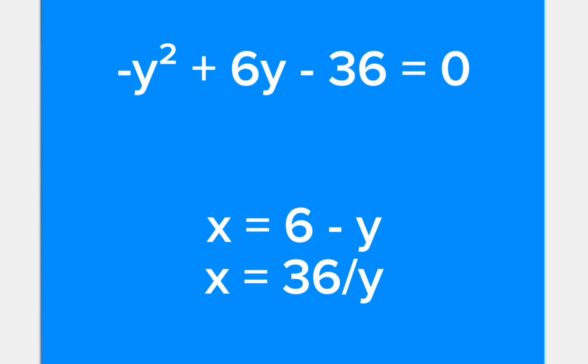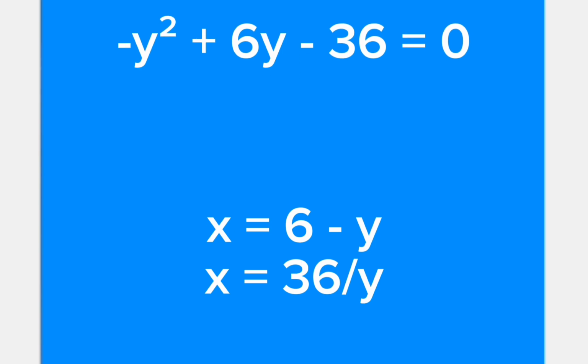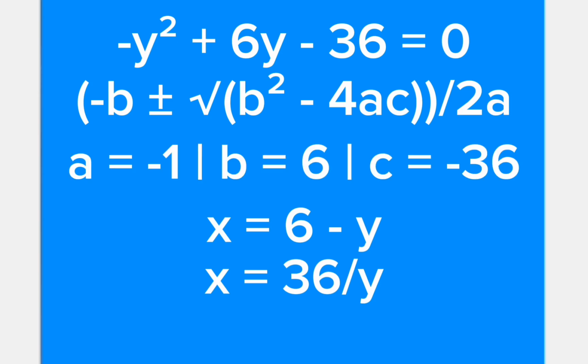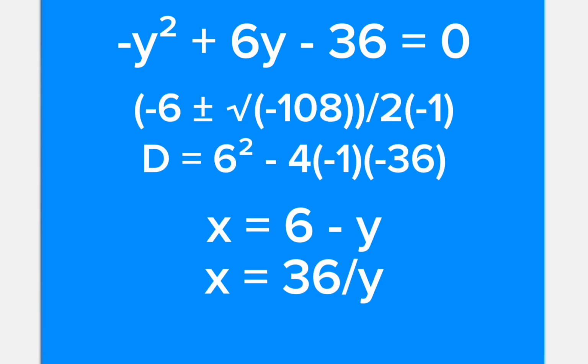This is not a perfect quadratic, so we have to use the formula, which is minus b plus or minus the square root of b squared minus 4ac, all over 2a. The coefficients are a equals minus 1, b equals 6, c equals minus 36, so plug the values into the formula. Now that the values are plugged in, I will use variable substitution, where D will equal the discriminant inside the radical. The equation has three possibilities, with each being a 33.33% chance of happening.